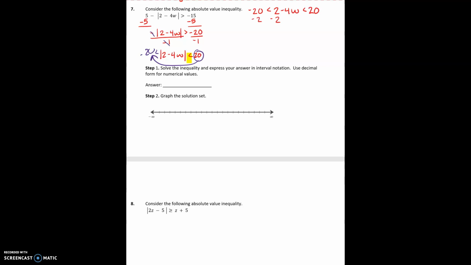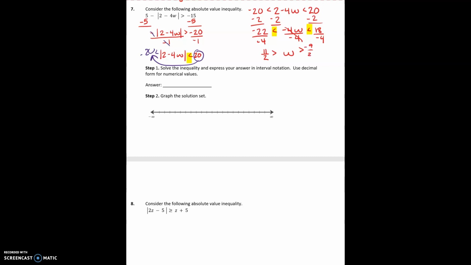We're going to solve like normal. So subtracting 2 everywhere. So that's negative 22, negative 4w, and 18. I'm going to divide by negative 4. All right. So negative divided by a negative is a positive. I'm going to reduce that fraction to 11 over 2. Since I'm dividing by a negative, I need to switch my signs. So greater than, plain old w, greater than. This reduced fraction would be negative 9 over 2.